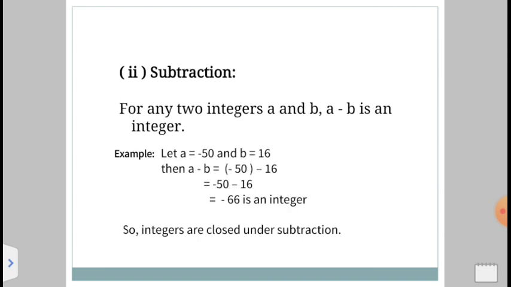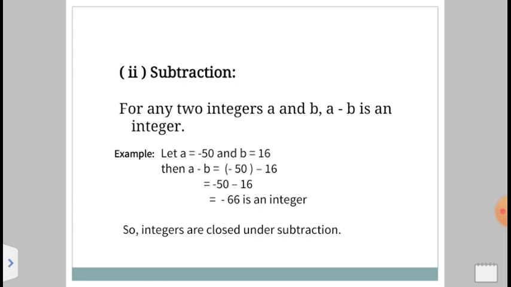Now, let's check closure property for subtraction. For any two integers, a and b, a minus b is also an integer. Let a is equal to minus 50 and b is equal to 16. Now, subtract both these integers, a minus b, minus 50 minus 16. Two integers have the same sign, so you have to add them and put the common sign before them. So minus 50 minus 16 gives minus 66.